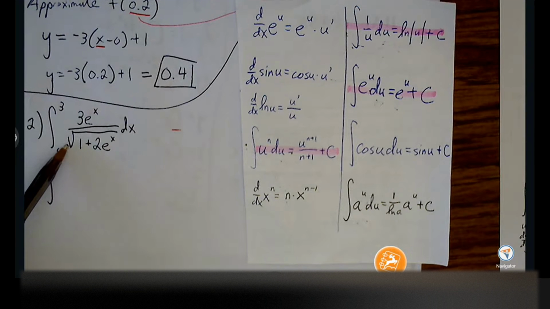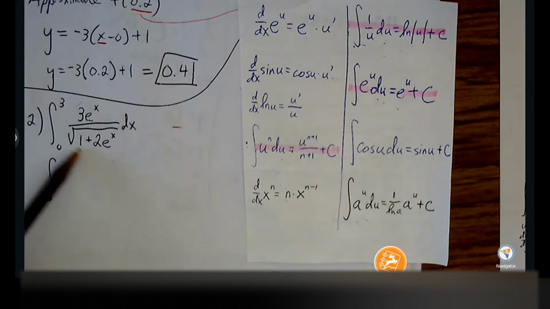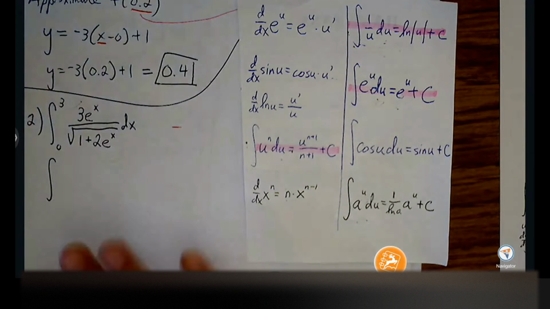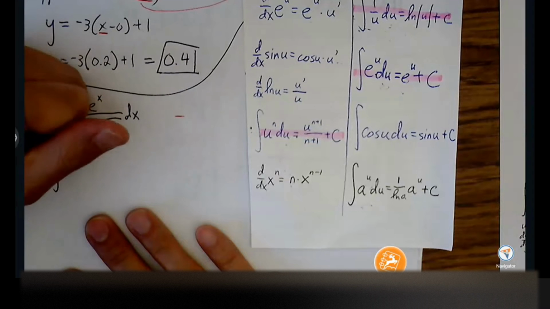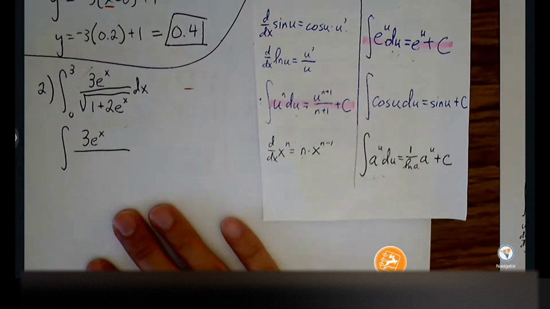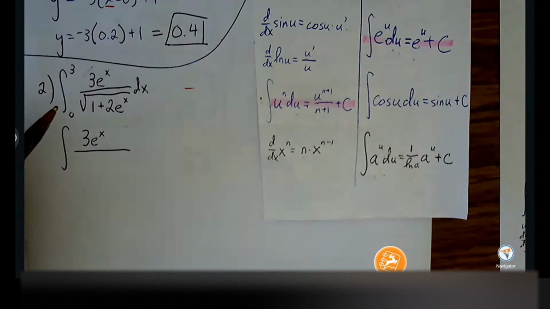Something about that square root. Make that the u, 1 plus 2e^x. Okay, and rewrite this problem as what? Is there a way to rewrite this problem? Instead of this root, like the parentheses and then 1/2. You said parentheses, is that what you said?